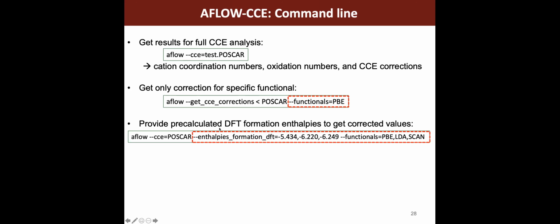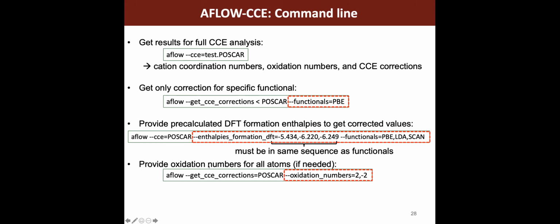And then you can provide, and this was also mentioned before in the chat, essentially, when you have your own data and you have calculated formation enthalpies for your own data, then you can provide these pre-calculated values as --enthalpies_formation_dft with these as a comma-separated list. And then, of course, you need to provide which functionals they correspond to. So the sequence of these numbers must be the same as the sequence of functionals here. And then it will give you automatically the corrected values of the formation enthalpy. So you will see this in one of the exercises.